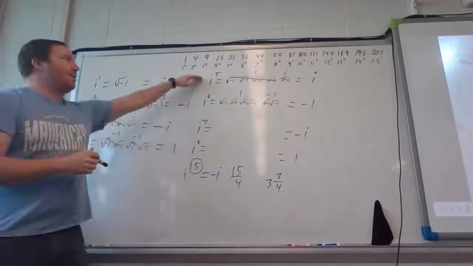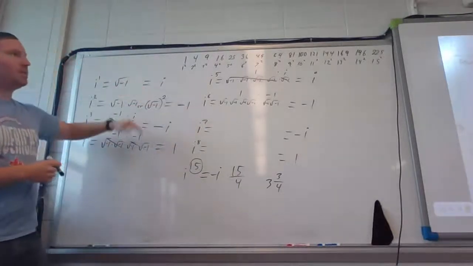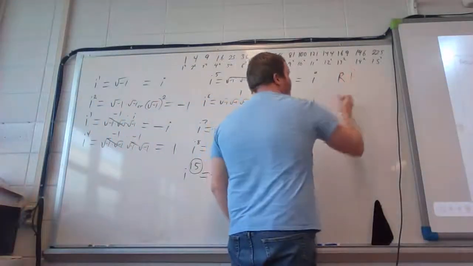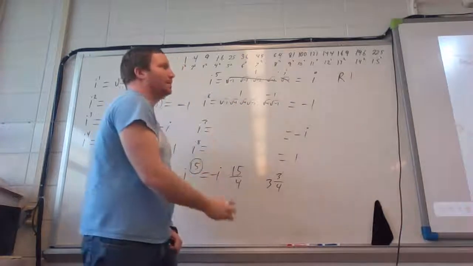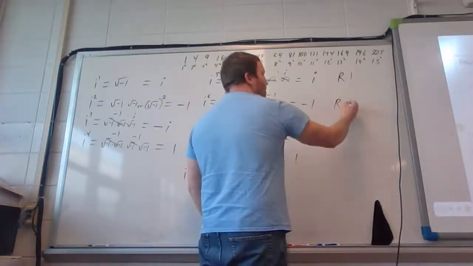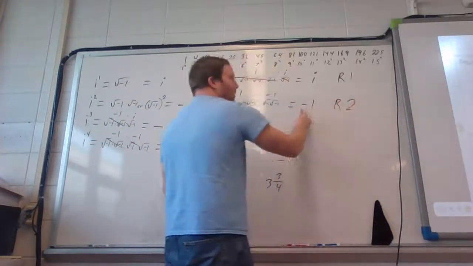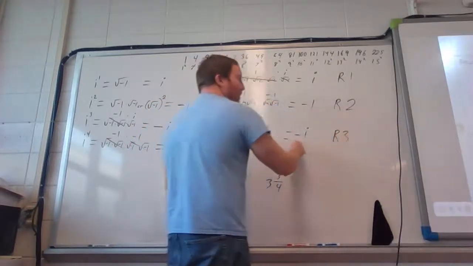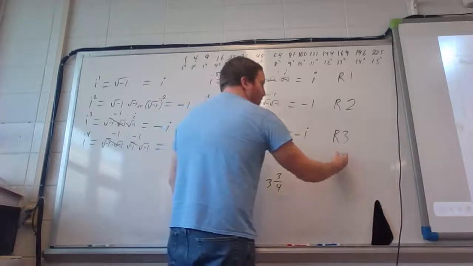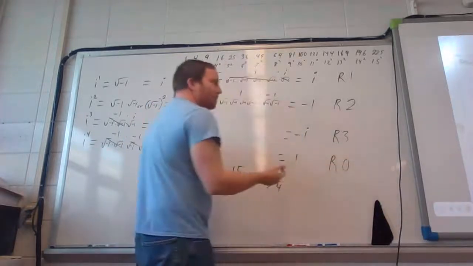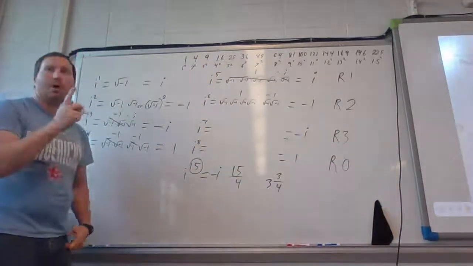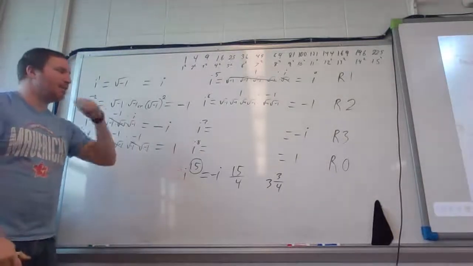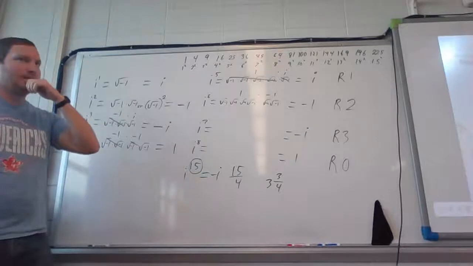So we can think about our powers this way. You have a remainder of 1, you're going to be left with an i. You have a remainder of 2 when you divide by 4, you're going to get -1. A remainder of 3, you get -i. And no remainder, or 0, you're going to get 1. So you can do that with any power of i that we come across.